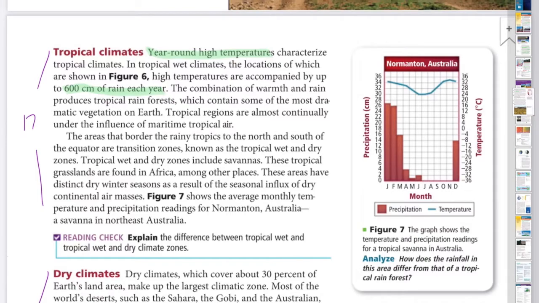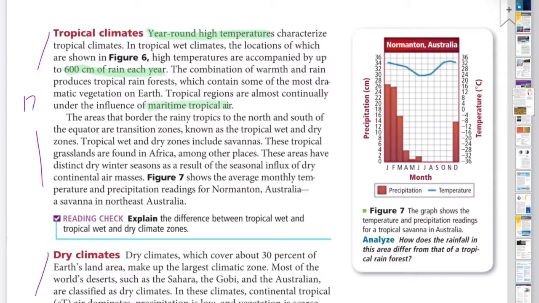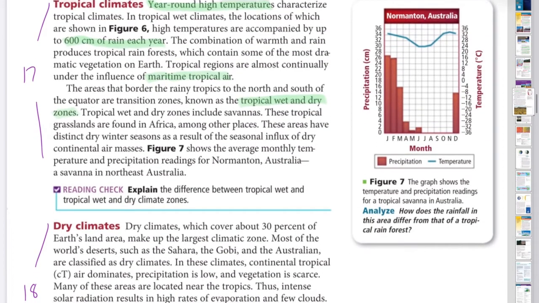Tropical regions are almost continually under the influence of maritime tropical air. The areas that border the rainy tropics to the north and south of the equator are transition zones known as tropical wet and dry zones. Tropical wet and dry zones include savannas, like the Lion King. These tropical grasslands are found in Africa, among other places. These areas have distinct dry winter seasons as a result of the seasonal influx of dry continental air masses.